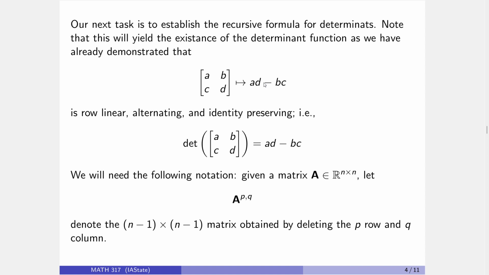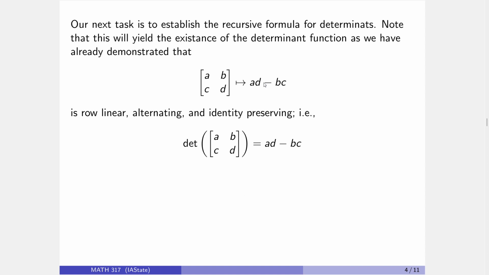Okay. And it is worth noting, before we get to that notation, that this will ensure the existence of the determinant function for all sizes, because once you have the recursive formula, we know it works for 2 by 2s, so we can get it for 3 by 3s, and so on and so forth. So, as we noted, we are just asserting there is a function that is unique and is alternating, row linear, and identity preserving. We've already established that it has to be unique, and now we'll get the existence.